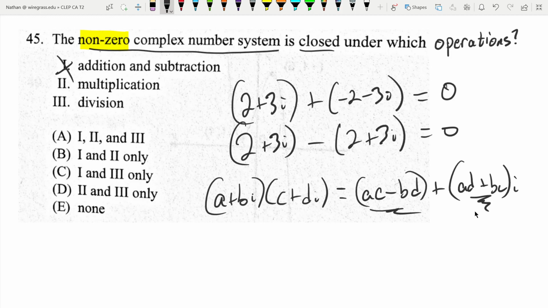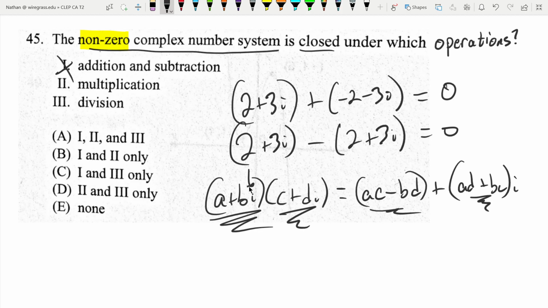But if you test some numbers, you're going to see the only way you get 0 is if maybe all the numbers are 0, like A, B, C, and D are all 0. But we're in the non-zero complex number system, so they all can't be 0. Also, if you test different numbers, you're going to see that A, B, C, or D would have to be a complex number, but A, B, C, and D are all going to be real numbers. That's how we wrote this out.